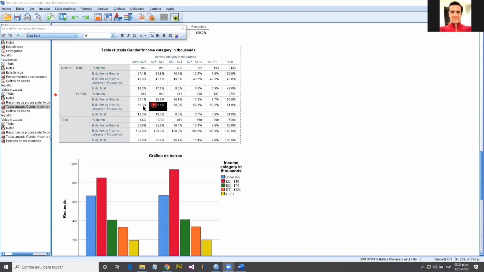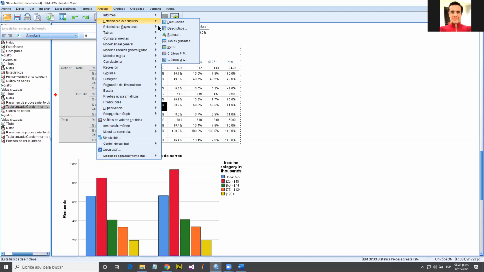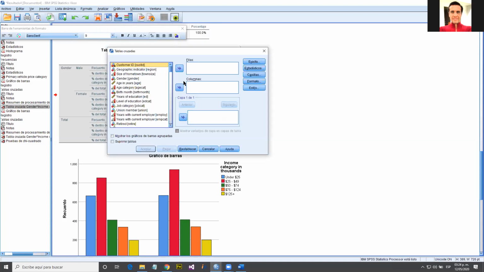Okay, again, you have 50.2, 50.2, 50.3, 50.5. Suddenly we have 52.4. So now the question is, is this just by chance or is there a reason for this? And we have 5,000 data points to identify it. How am I going to get it? I'm going to analyze descriptive cross tables, gender versus income.